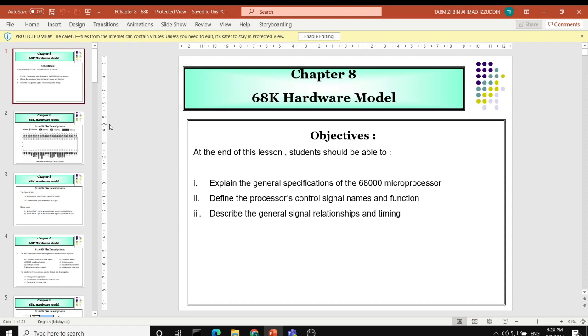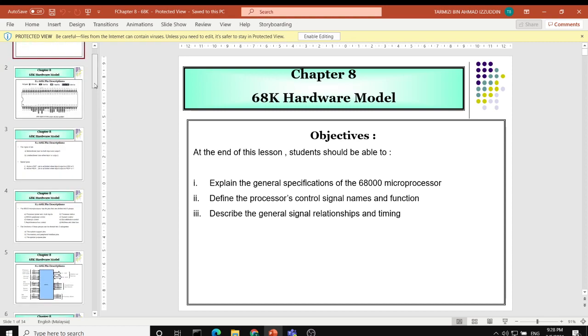Basically, most of the software part pertaining to 68K has been covered by Dr. Zamani. My part will be focusing on the hardware model of the 68K, in which we'll be looking at how to interface the 68K with input-output, for example, and how to interface the 68K with external memory, and so on. So without further ado, let's continue with our lesson.